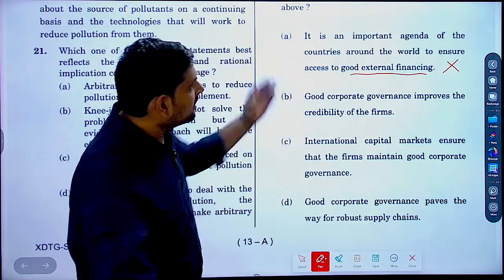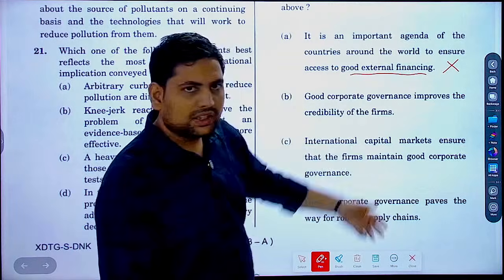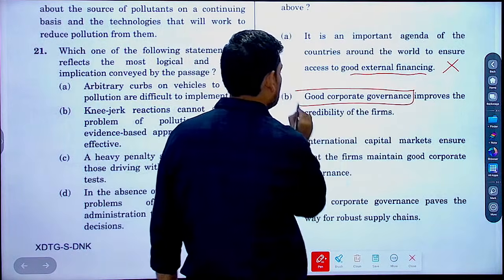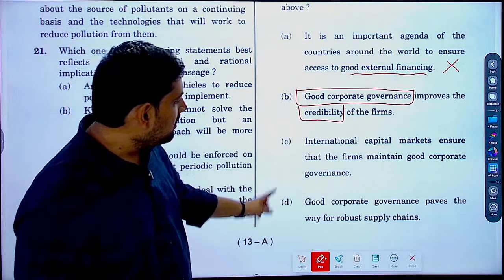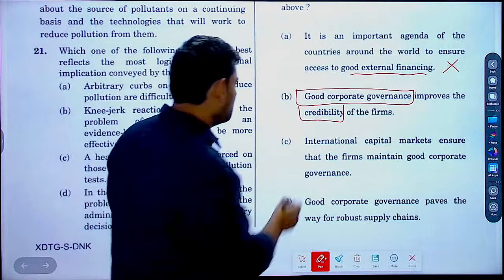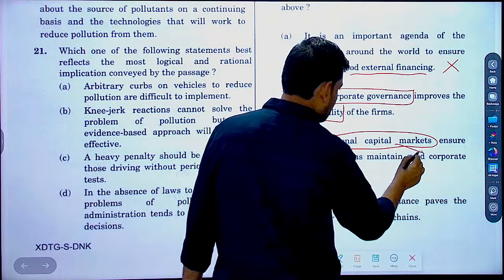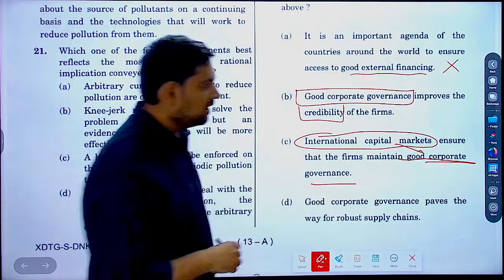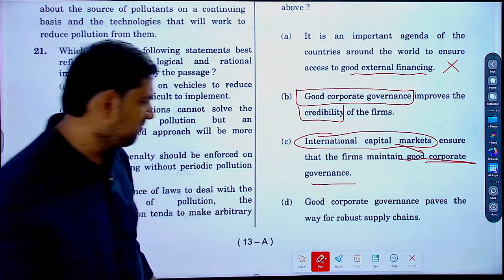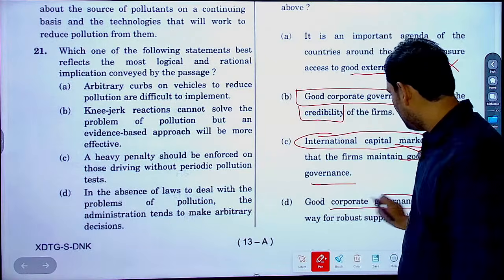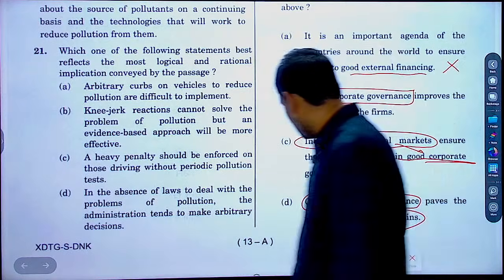Then Pakistan of course has to have this as agenda. Then good corporate governance improves the credibility of the firms. So either it is about good corporate governance and credibility of the firms. Then international capital markets ensure that firms maintain good corporate governance. So it is either about international capital markets and good corporate governance. Then good corporate governance paves the way for robust supply chains, or it is about corporate governance and robust supply chains. Now let's see the passage.